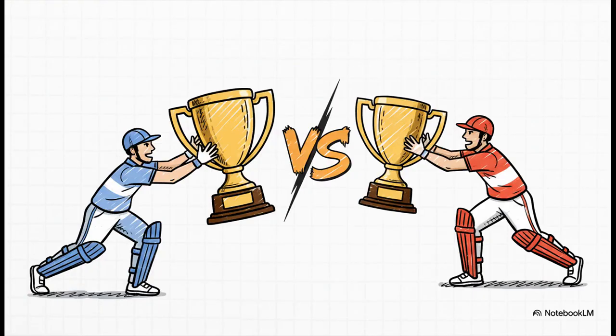Let me make it even simpler for you. Think about the final match of a cricket tournament. Can two teams win the same trophy in the same year? No, only one can win. It's the same in nature. Two species can't win the same resource trophy if it's limited. One will eventually be excluded.